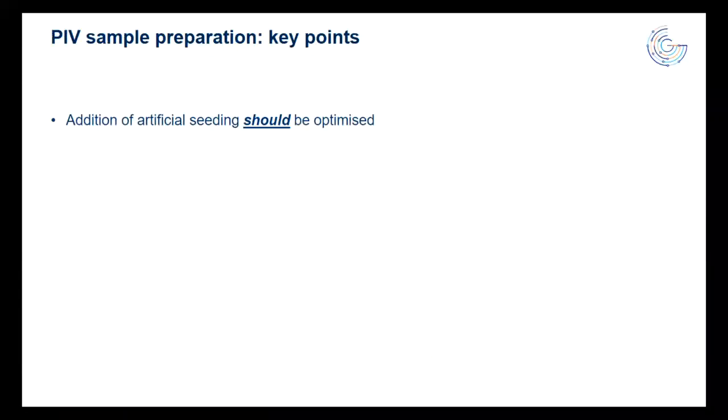The big take home that I want you to take from this is the addition of artificial seeding really ought to be optimized at least once. It's a pain. You know, those couple of examples I gave you there were a couple of days spent in the lab, disassembling, reassembling, applying a bit more seeding, reassembling, taking another image. It's a horrible process, but I think it's genuinely worthwhile in order to find the optimal values at least once.